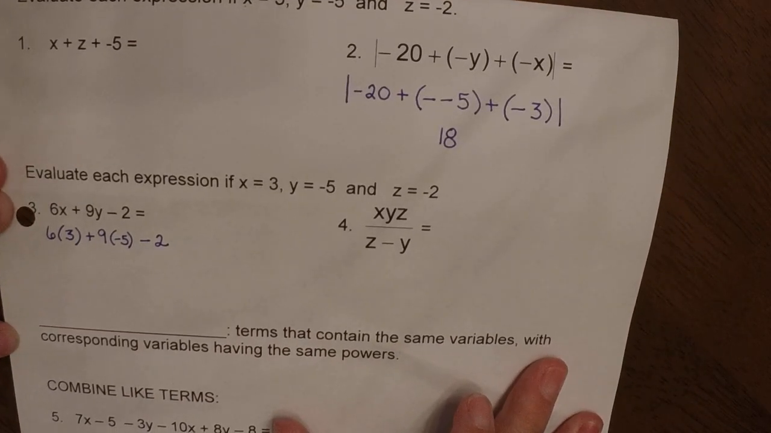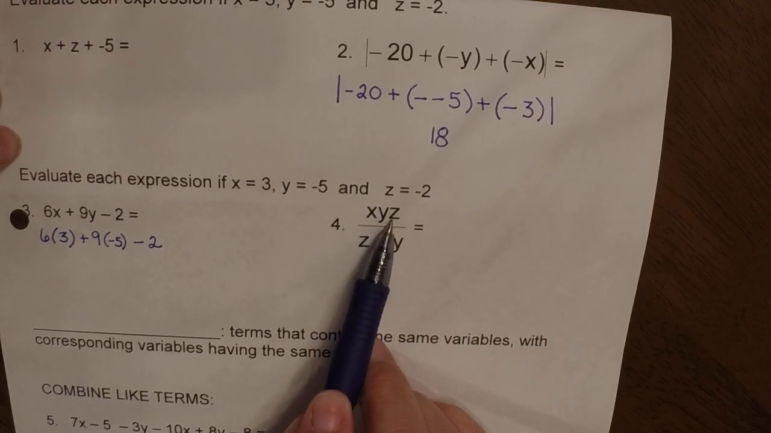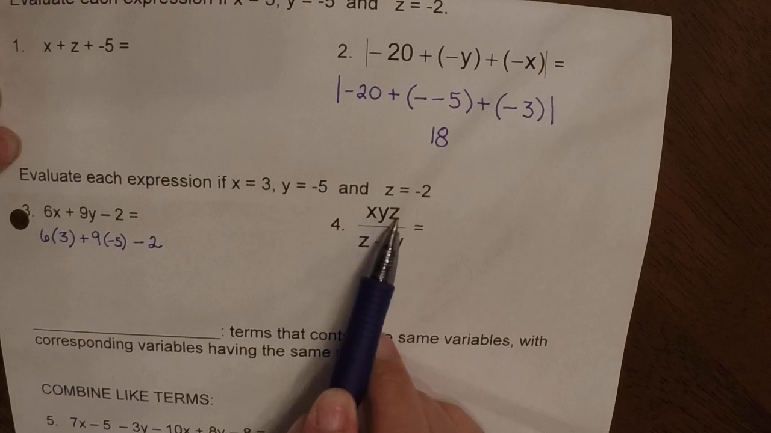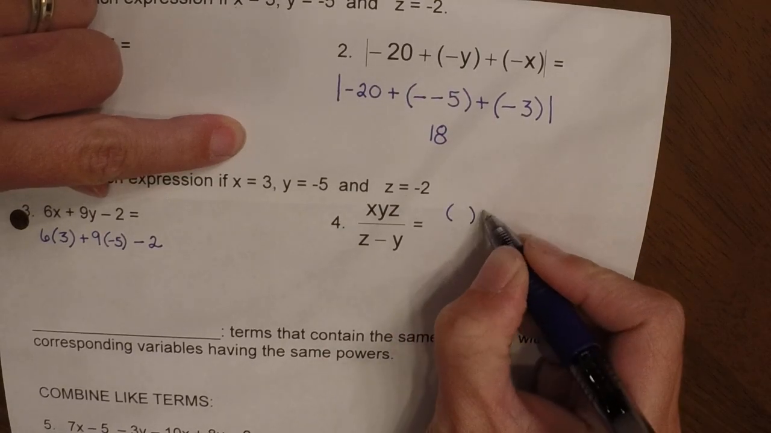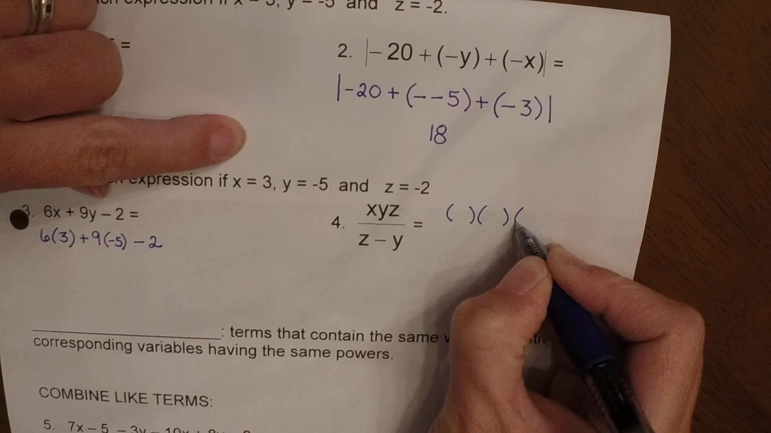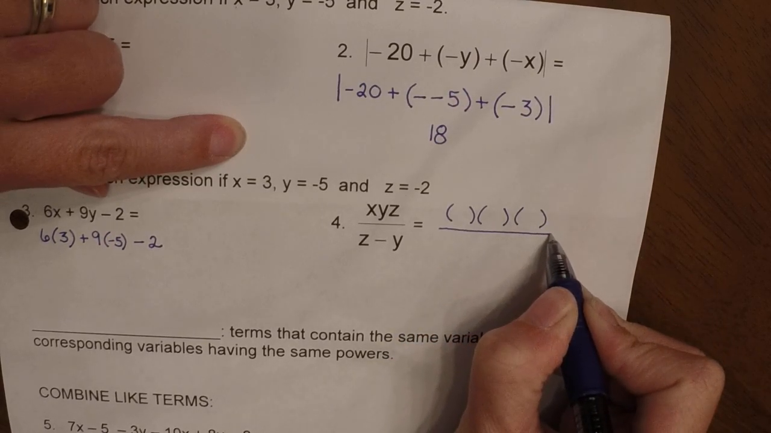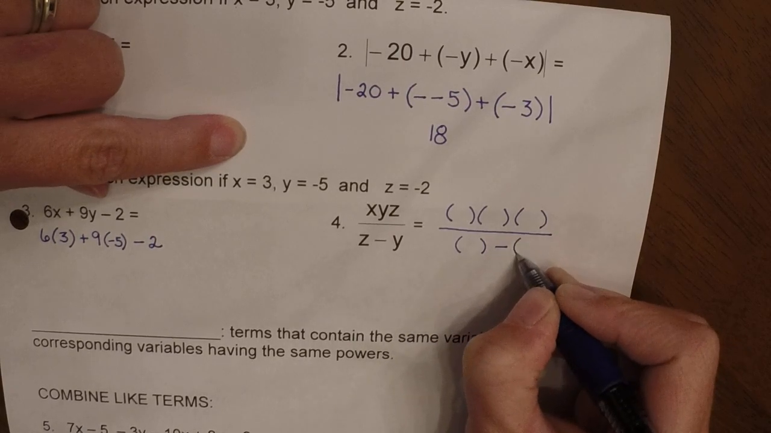Now let's look at number 4. Number 4 has 3 variables directly in a row. Remember, anything that's right next to each other without any signs in between is multiplication. So I'm going to set this up with 3 parentheses, 1 for x, 1 for y, 1 for z. Then here's my division bar, and then I'm going to have z minus y.